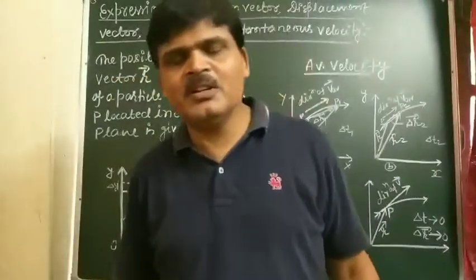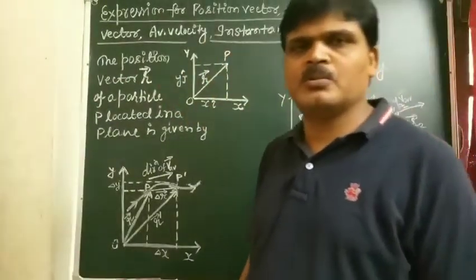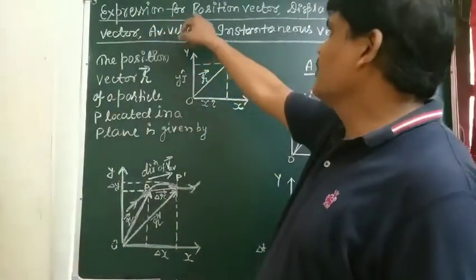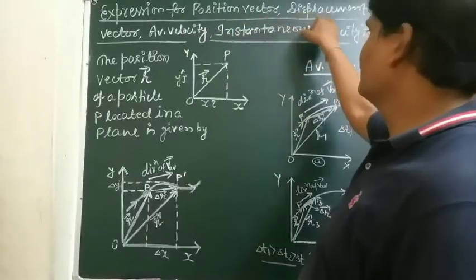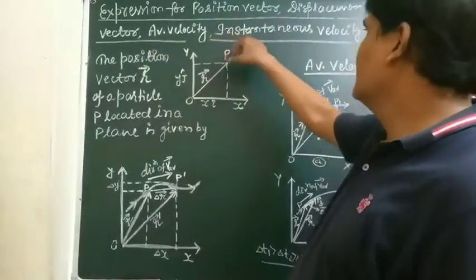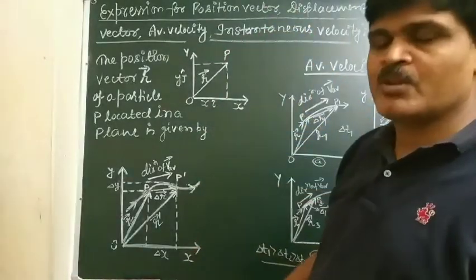Good morning, students. Today I am going to start a new topic. Find the expression for position vector, displacement vector, average velocity and instantaneous velocity.